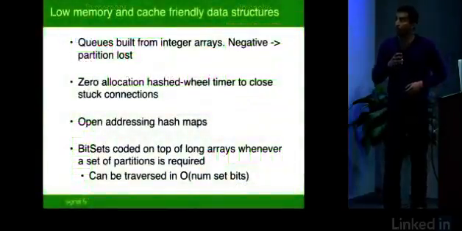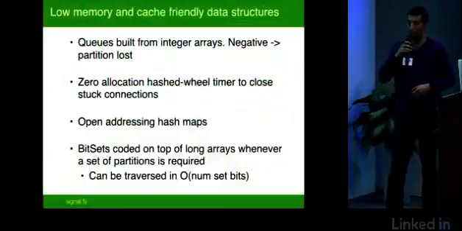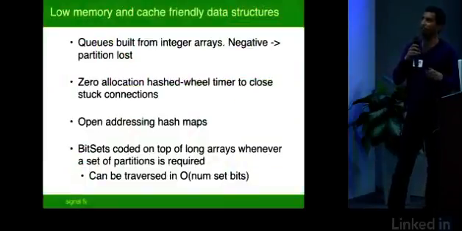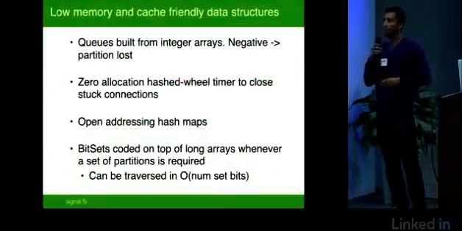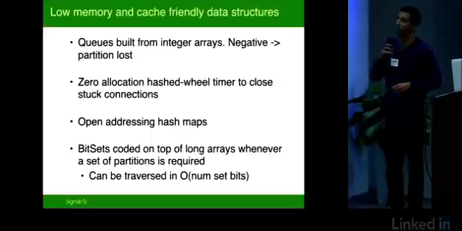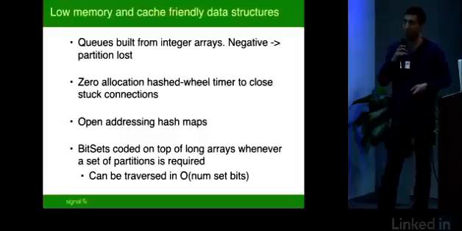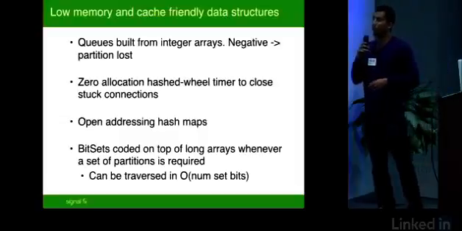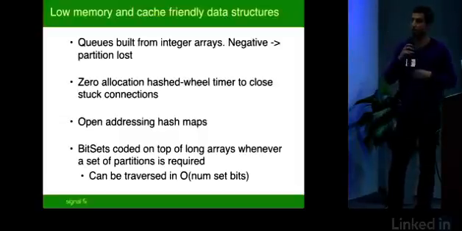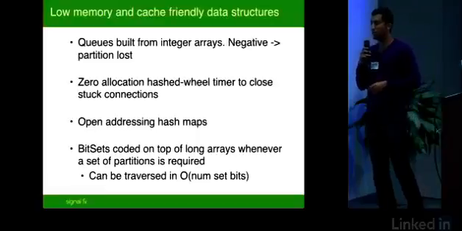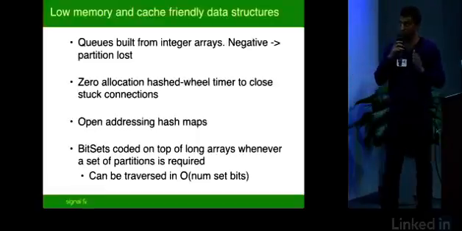So that was just one example of a cache-conscious data structure. This could be an entire talk, but all our data structures are built with these principles in mind. Our queues are built from simple integer arrays. We use negative to overload the meaning. Zero allocation hash wheel timers. These are built from primitive long arrays. We use open addressing hash maps, also built from primitive arrays.